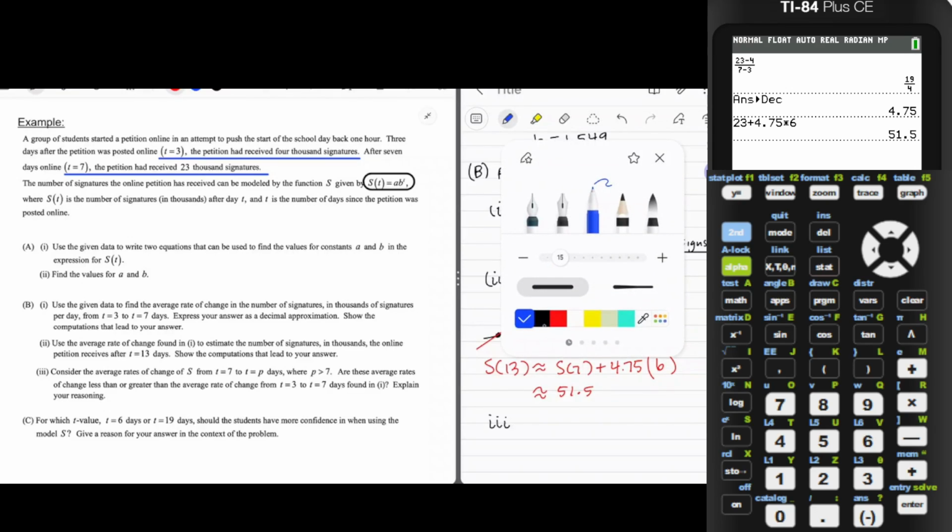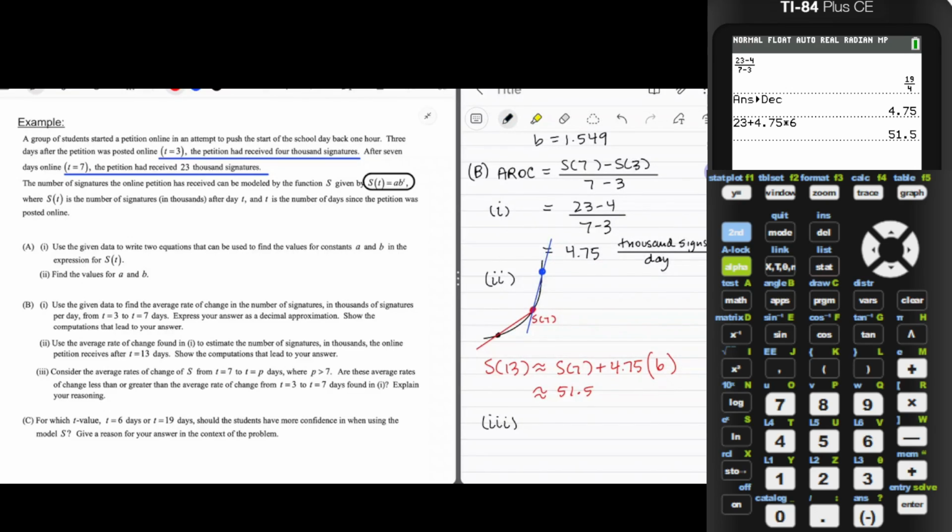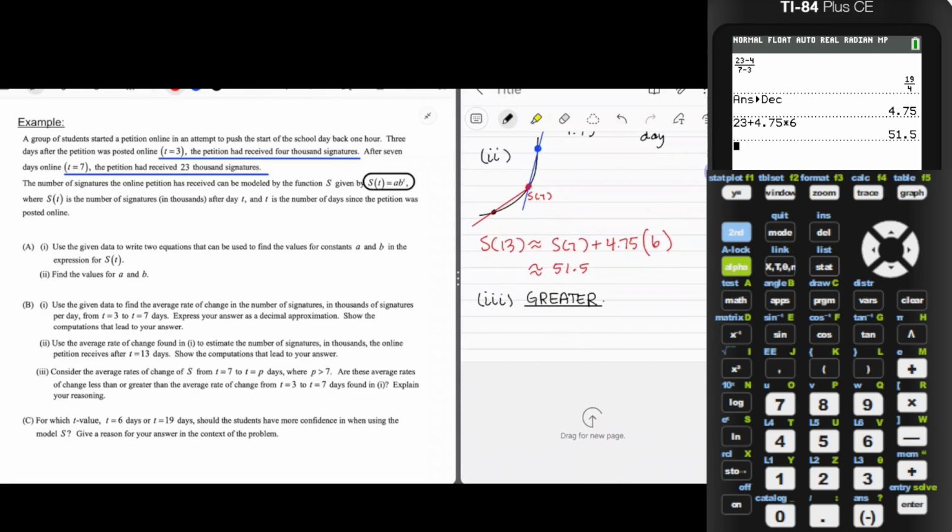So I'm going to say, all right, for part 3 of B, are the average rate of change greater than or less than the average rate of change from 3 to 7 found in part 1? I'm going to clearly answer the question with a greater. And then my reason is going to have to do with the concavity, right? The fact that the rates of change are increasing. Now, I don't know exactly how much reason we have to give, but I just want to be safe.